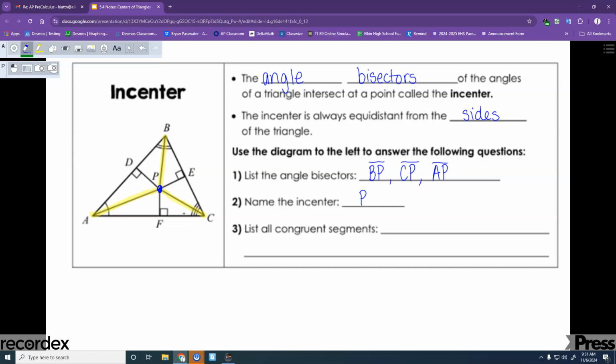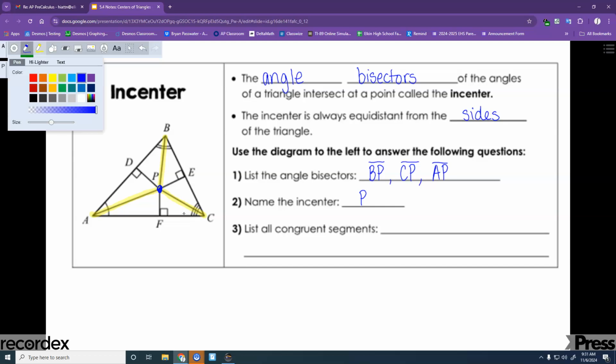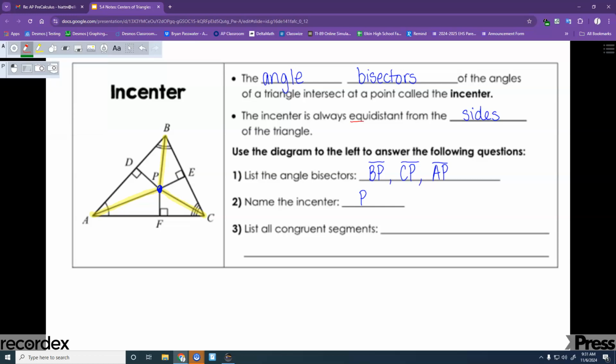So when it says the in-center is equidistant from the sides of the triangle, that means the center is the same distance away from the side. And the quickest way to get to the side, I could get to the side several different ways. I could go here or here or here, but the shortest distance to the side is the perpendicular distance, right? So that means this piece, and this piece are all equal to each other.